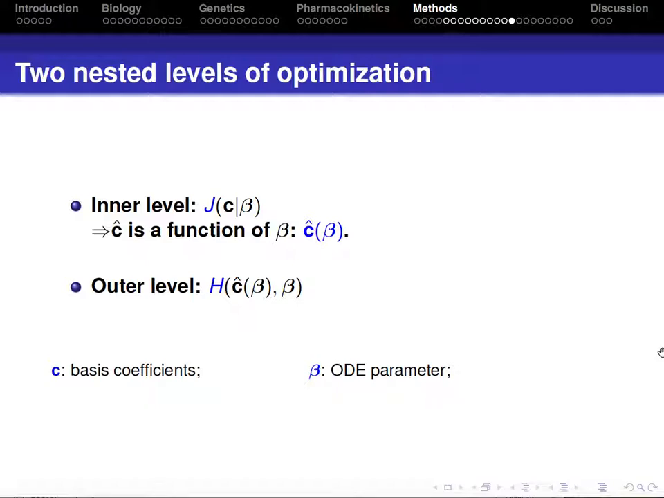Because c hat is a function of beta, in the outer optimization level, we will estimate beta by minimizing the criterion H. In this level, the basis coefficients are removed from the parameter space as a function of beta.